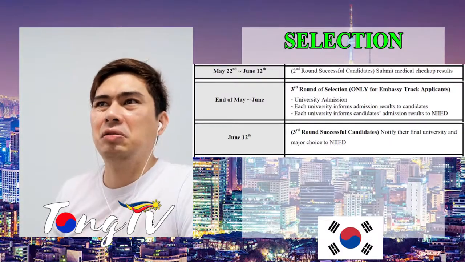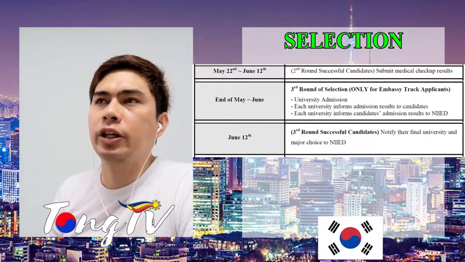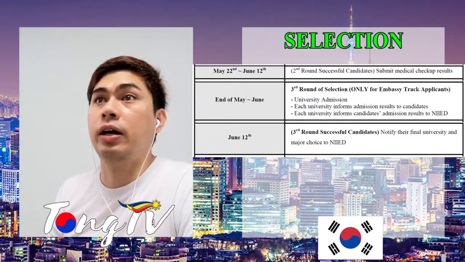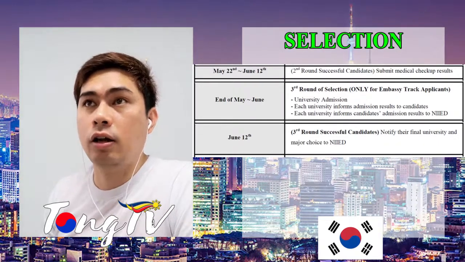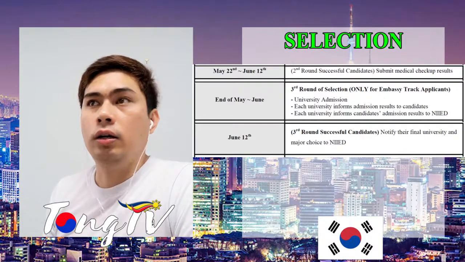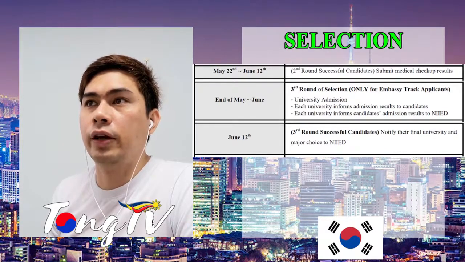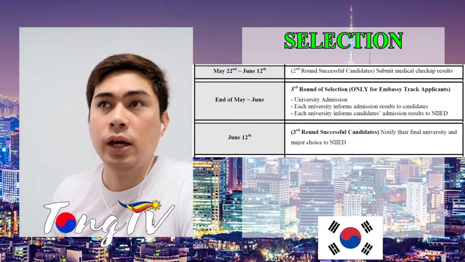Yeah, that's why it's more advantageous if you're going to apply for the university track. The third round will be announced at the end of May up to June. Everything will be there. And on June 12, the third round successful candidates need to notify NIED of their final university and major choice.